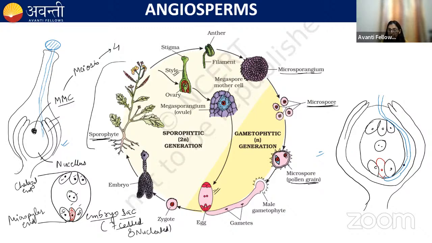And this pollen tube contains the male gametes. The pollen tube will enter one of the synergids. We know that at the micropylar end, two synergids are present, right? So the pollen tube will enter one of the synergids, and in the synergid, the filiform apparatus is present like this. These filiform apparatus will guide the entry of the pollen tube. So when the pollen tube enters, one male gamete fuses with the egg. And the other male gamete fuses with the central cell.